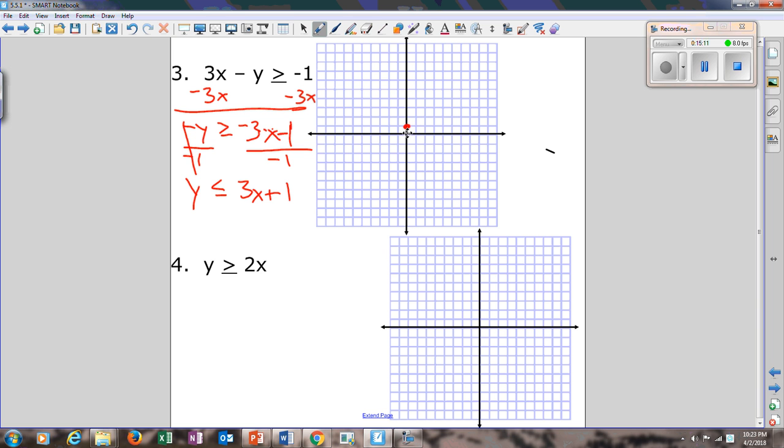You go up 1, make a dot. From there you go up 3 and over 1. Up 3, over 1, up 3, over 1. This would be a solid line since it's got an equal sign. And if we choose the origin, you plug it in, that will give you 0 is less than or equal to 1. That is true, so we shade on the same side as the origin is.